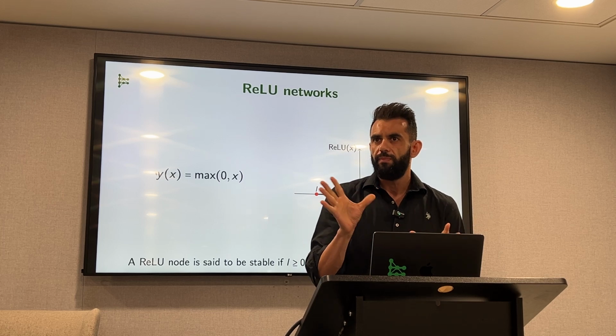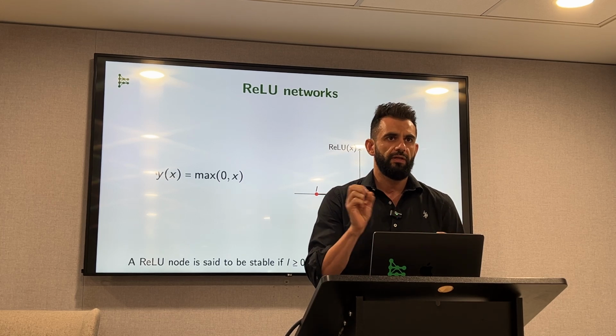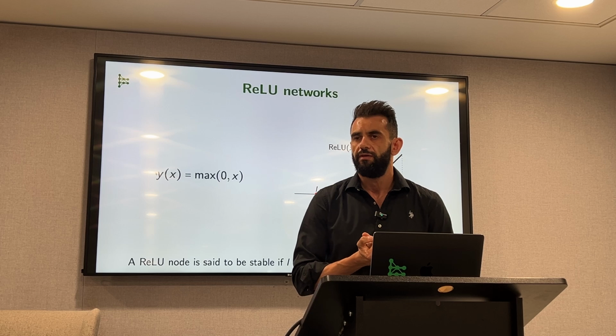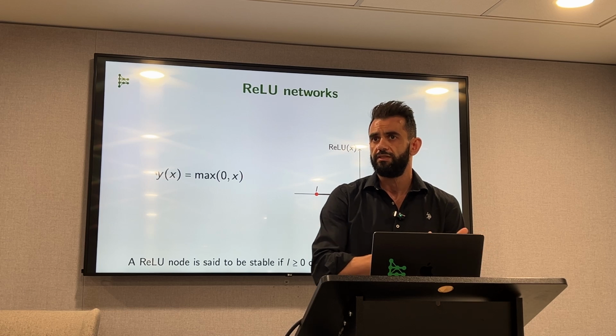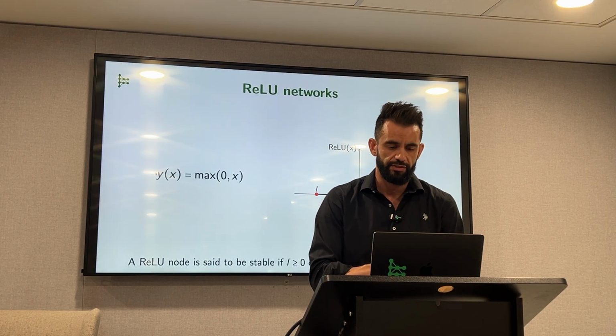If we have some bounds, a lower and an upper bound on the input to the function, then we say that a ReLU is stable if it operates only in one of the linear segments. So if the lower bound is above 0 or the upper bound is below 0.